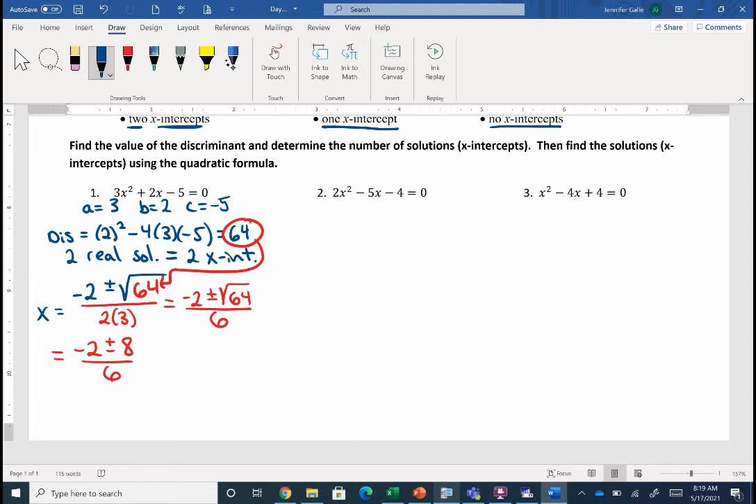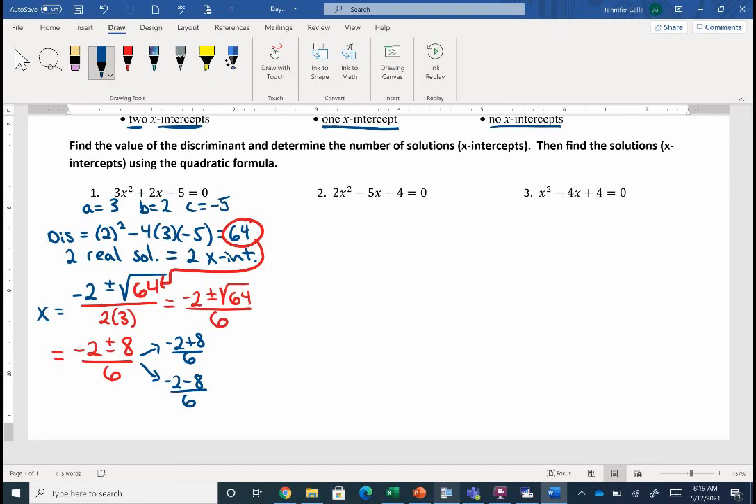So now we have to deal with that plus minus. So here's what I like to do. I like to go ahead and just split into my 2 different cases. Remember, we're going to have 2 solutions. Now I'm going to break it down. I'm going to split apart the plus minus. So I'm going to have negative 2 plus 8 divided by 6. And I'm going to have negative 2 minus 8 divided by 6.